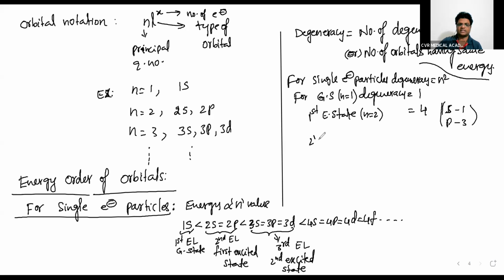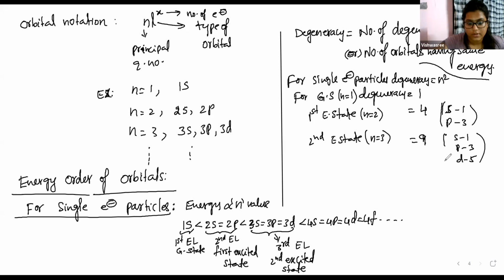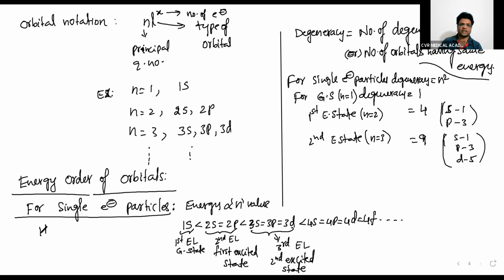For second excited state, what is the degeneracy? It is 9. How 9? 1s orbital, 3p orbitals and 5d orbitals. Like this. So this is all about single electron particles. What are the single electron particles? Like hydrogen, He plus, Li2 plus, Be3 plus, etc.